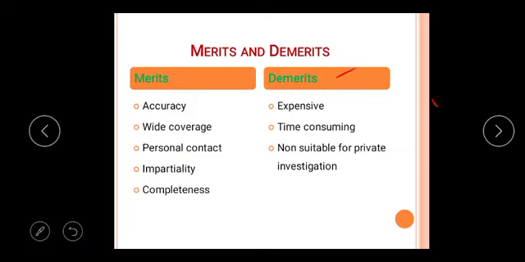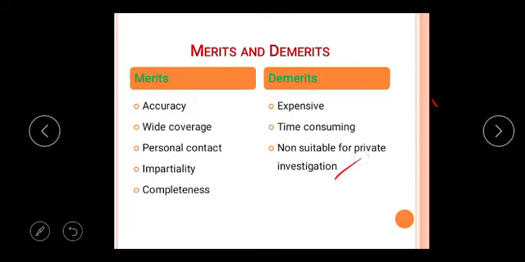Now, the demerits or limitations of the enumerators method. Dear students, the first important limitation of the enumerators method is that it is a very expensive method of investigation because of the involvement of training investigators. That is, this method is very much expensive. This method is also time-consuming. Enumerators need specialized training for carrying out the investigation. Thus, the process of investigation becomes time-consuming.